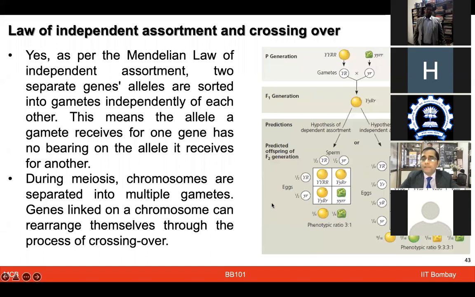Law of independent assortment, has it any bearing with crossing over and meiosis?